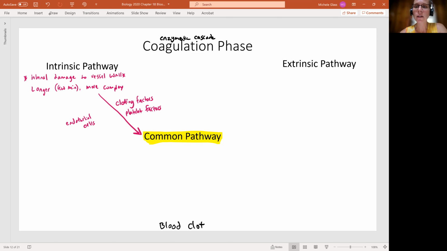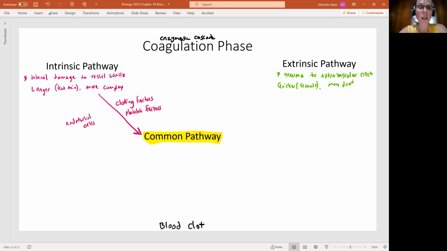When we look at the extrinsic pathway, we see that this is coming from trauma to extravascular, so extra meaning outside of the blood vessel, extravascular cells. And here we see that it's much quicker. So now we're talking like seconds instead of a few minutes. And it's a more direct pathway.